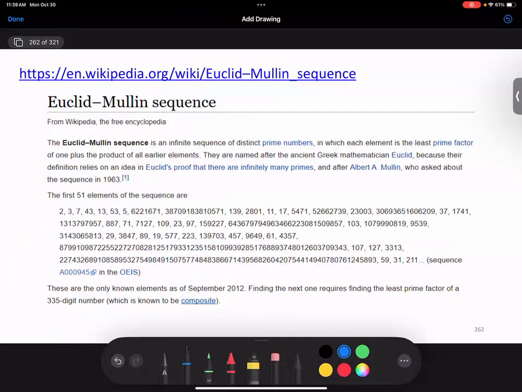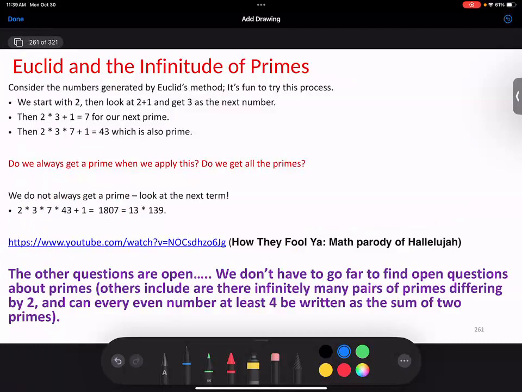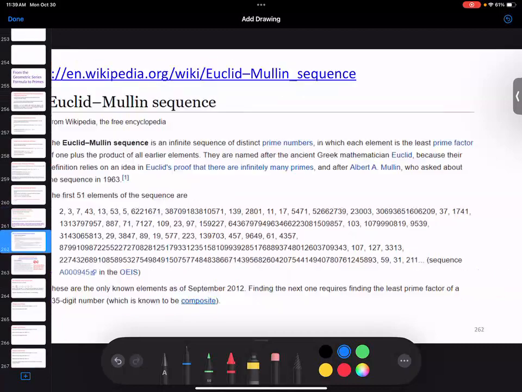And of course, there's two ways you could do this. When we had 2, 3, 7, 43 plus 1, we have 13 times 139. We could take the smallest prime and add that to our sequence, or we could take all the new primes and add them to the sequence. I think it's more fair to take all the primes and just put them in increasing order as you get them, so that this should count as giving us 139. So you have to decide which way you want to do it.